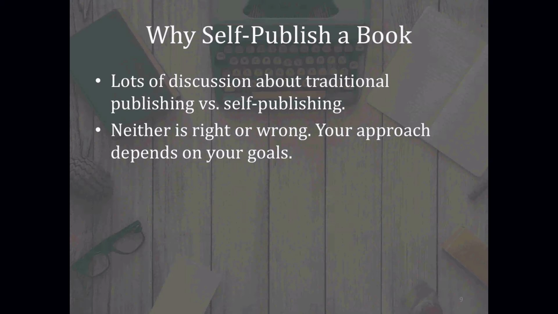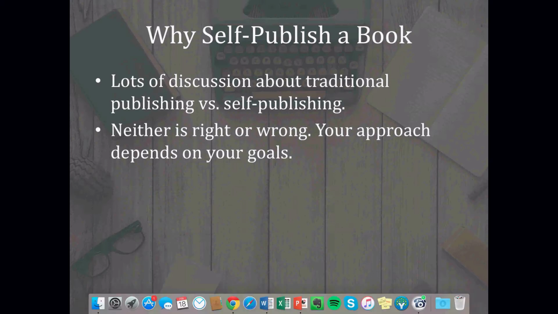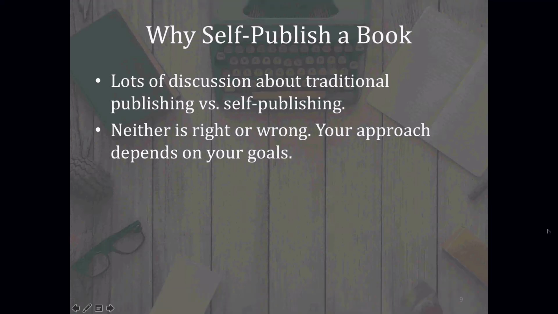Now, the truth is that there is also a third way, and that is called assisted self-publishing. It's known by different terms, but the basic idea is that instead of traditional publishing, where a publisher pays you for your book, and then you get royalties, then they sell your book, it's kind of the reverse idea, where you pay a publisher to publish your book.